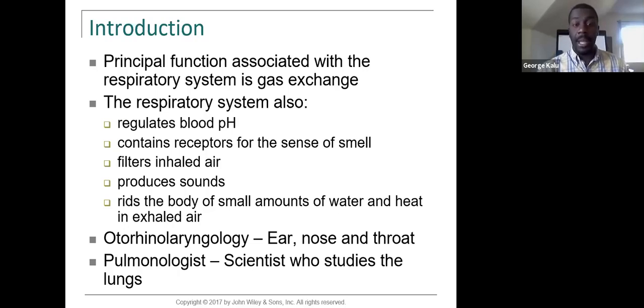It's also able to help us produce different sounds and give us our voice, the ability to make all kinds of different sounds for communication. And the last thing is it's able to get rid of water and heat, to a small degree. The study of otorhinolaryngology is the study of the ear, nose, and throat. They look at how the ears, nose, and throat are connected and how they're involved with an individual's health. And a scientist who studies the lungs is called a pulmonologist. So we're going to take a look at both of those sciences in a little bit of detail as we go through our lecture today.